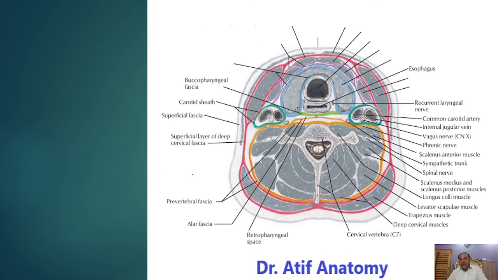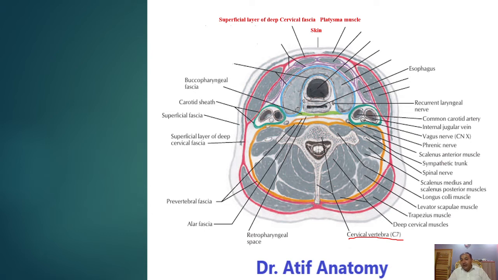This diagram shows the structures on the anterior aspect of the thyroid gland. We take a section at the level of cervical C7. If we are doing a dissection at the C7 level, first of all we find the skin. After the skin, there is a thin sheet of muscle called the platysma muscle, which is present in the neck. And this red colored fascia is called the superficial layer of deep cervical fascia, which is also called the investing layer of deep cervical fascia.